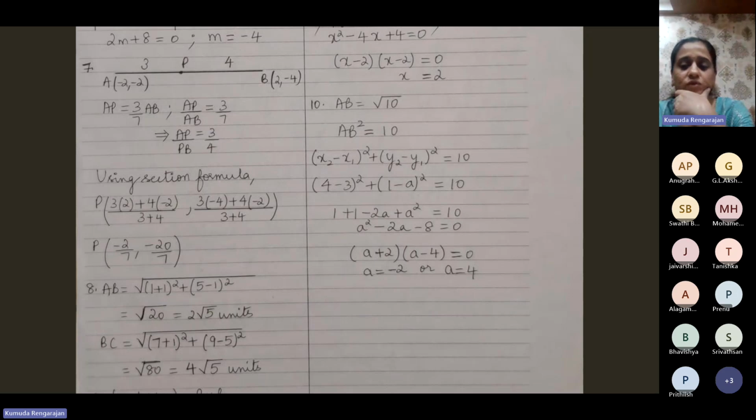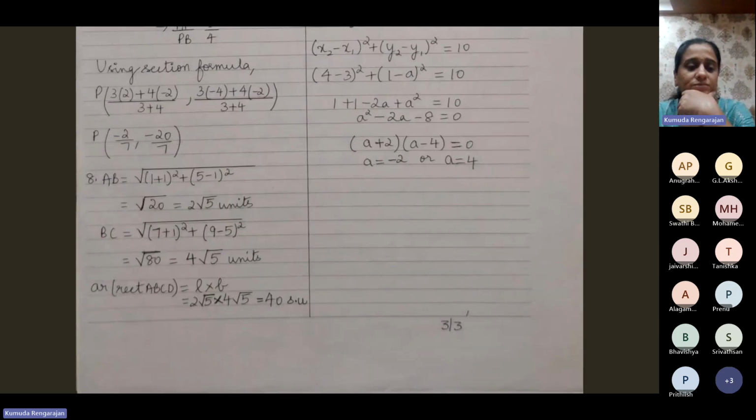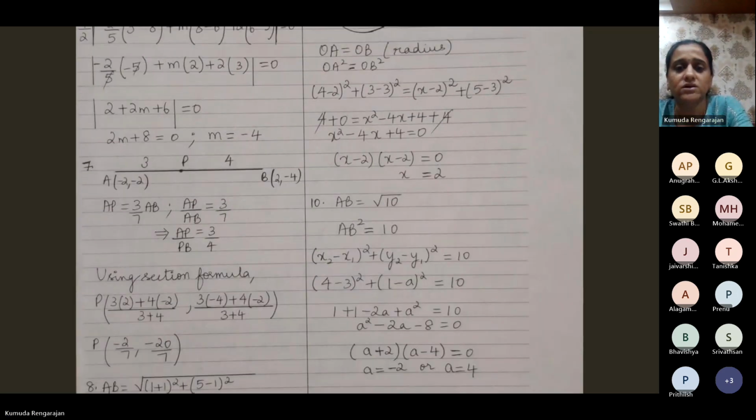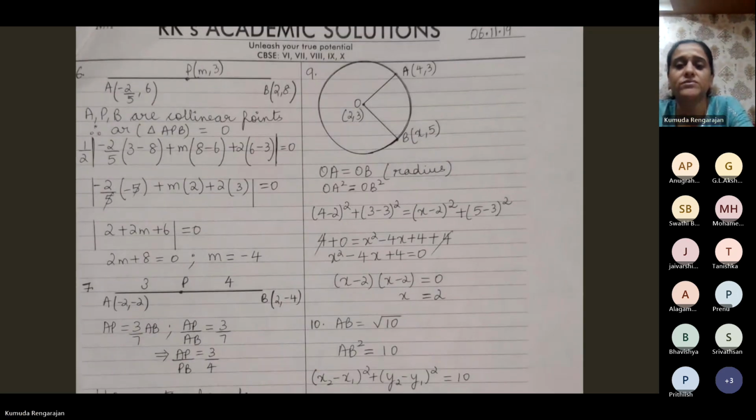Then by using the section formula, coordinates of P are -2/7 and -20/7. 8th one, to find the area of the rectangle, you need to find the length and breadth of the rectangle. Side AB is the length and side BC is the breadth. So find the length and breadth using the distance formula and then find the area of the rectangle using L into B.